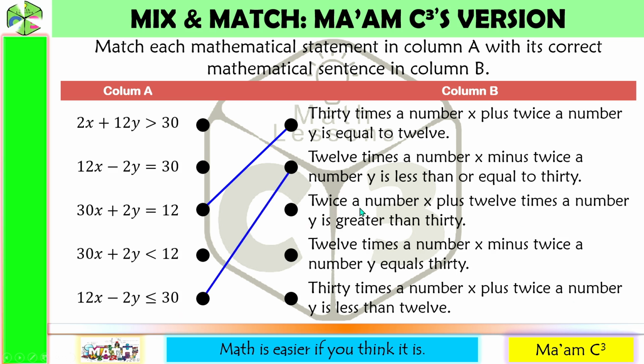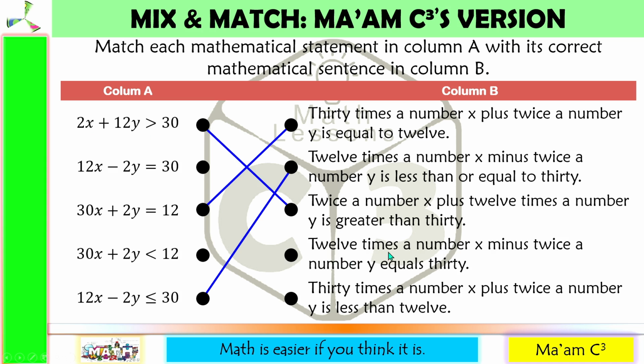Next one, twice a number x. So we're looking for 2x. This is the one. Let's continue. Plus 12 times a number y. Is greater than 30. Yes, indeed, this is the correct answer.